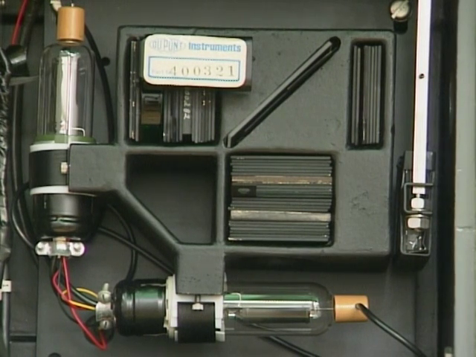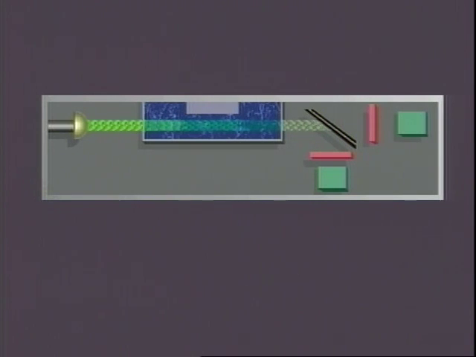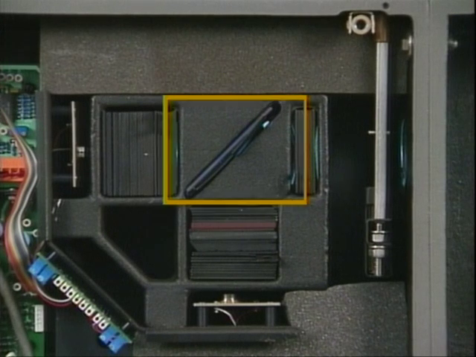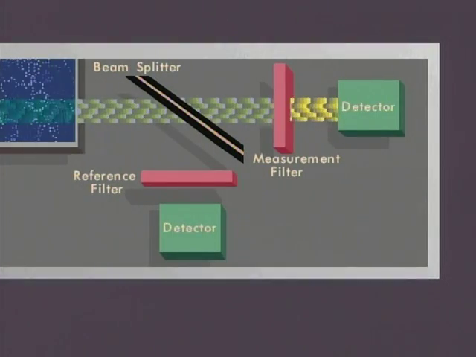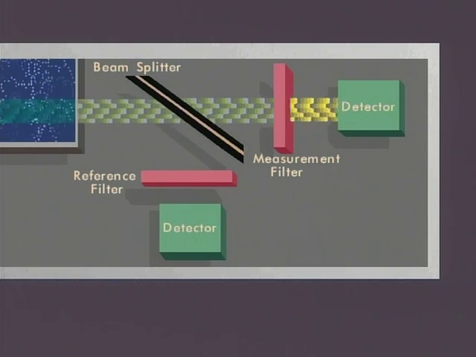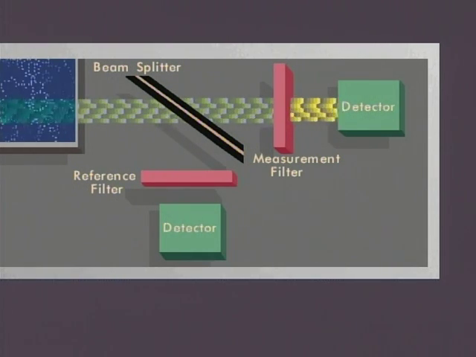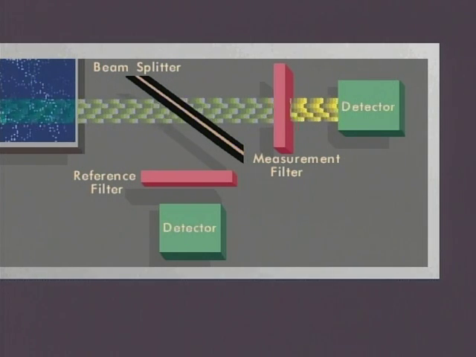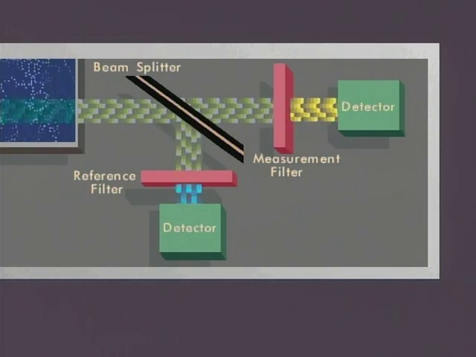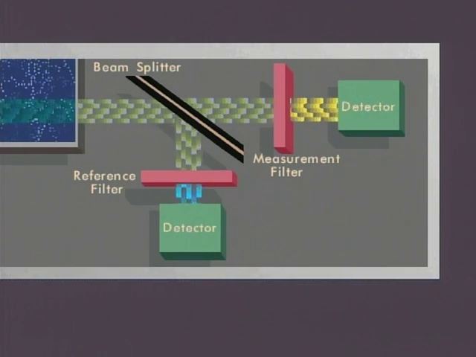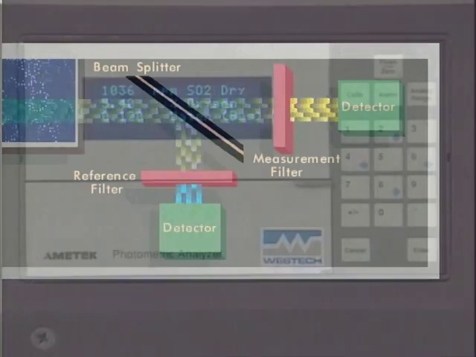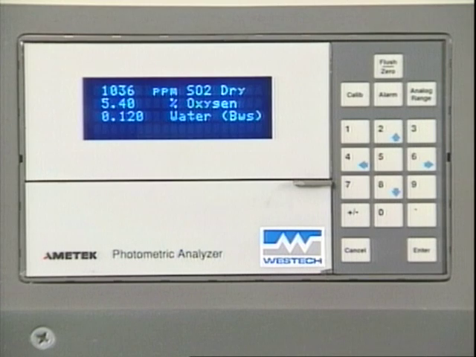Split beam analyzers compare the energy levels at 2 different wavelengths. A beam of radiation passes through a sample cell where some of its energy is absorbed. It then strikes a beam splitter. One resulting beam containing multiple wavelengths passes through an optical filter, which allows only the measurement wavelength through to the detector. The reflected beam strikes a second filter, which passes only the reference wavelength to a second detector. Analyzer electronics compare detector signals to determine how much energy the analyte has absorbed. This generates a concentration reading.